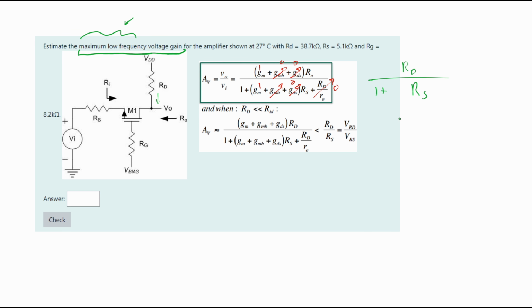And then when we plug in our values here, we are just going to get 38.7 kiloohms. This is all going to be divided by 1 plus our RS, which here is 5.1 kiloohms. After we divide this out, we're going to get an answer of approximately 7.59. And that is going to be the maximum voltage gain for the amplifier at 27 degrees C, shown below. Again, the number is a little bit different. That's okay. The process is just going to be the exact same.